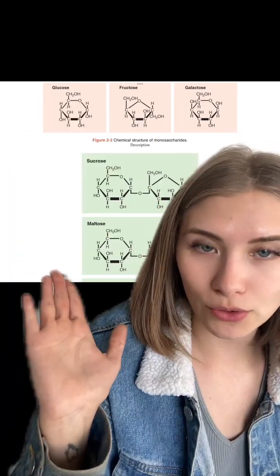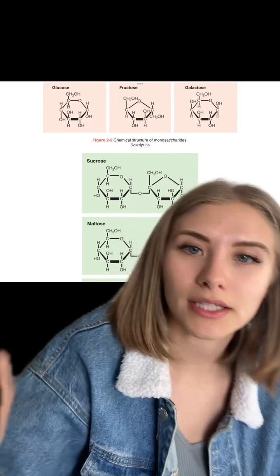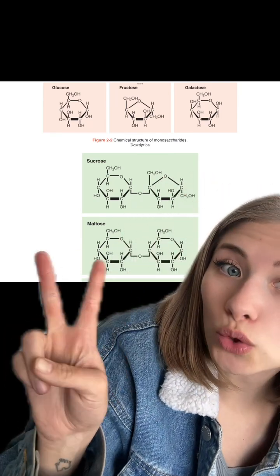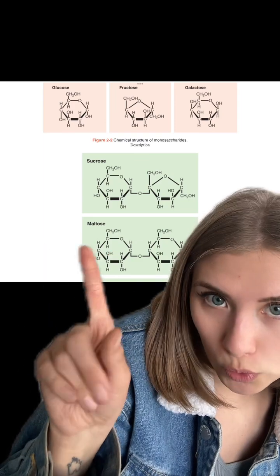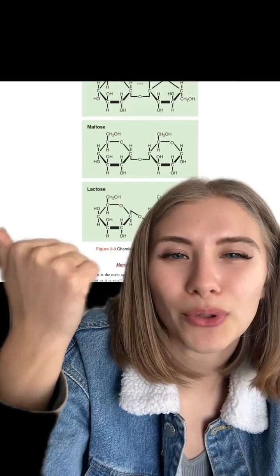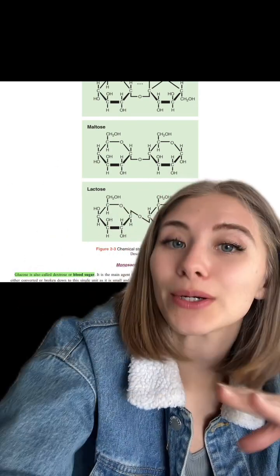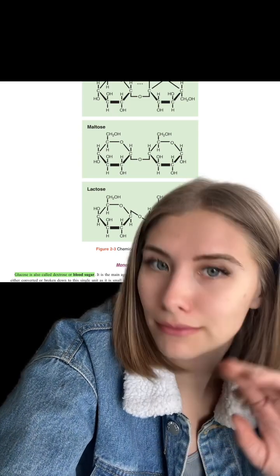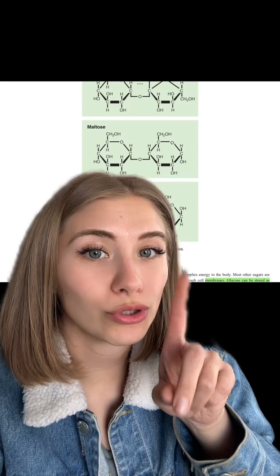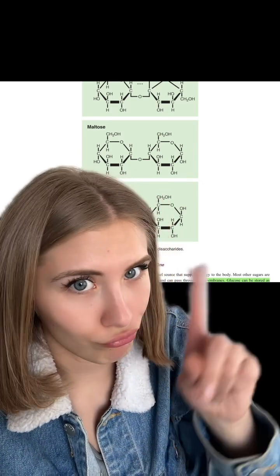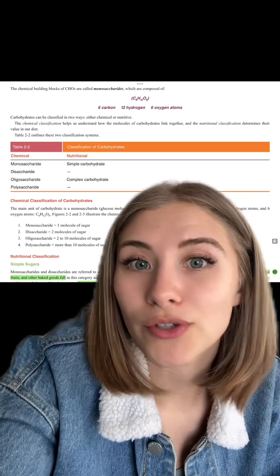Then we have maltose, which is a plant sugar. This is hydrolyzed into 2 glucose molecules. That can happen during the breakdown of starch. And like we talked about before, lactose. Lactose is hydrolyzed, converted, into glucose and galactose. Anyway, those are simple carbohydrates.